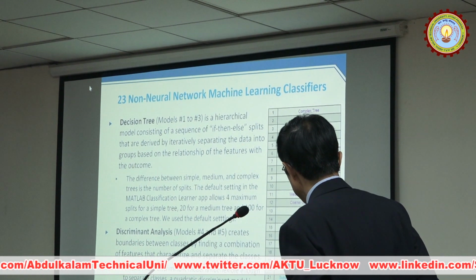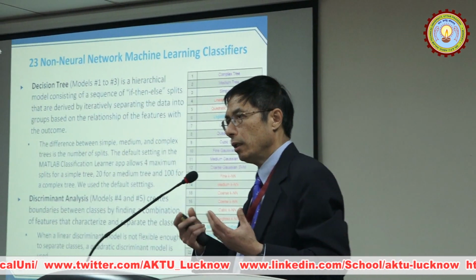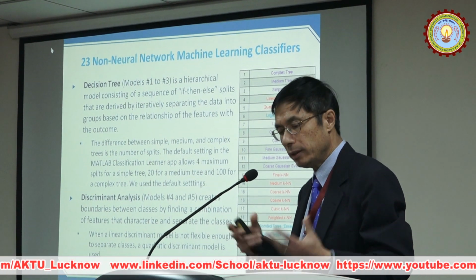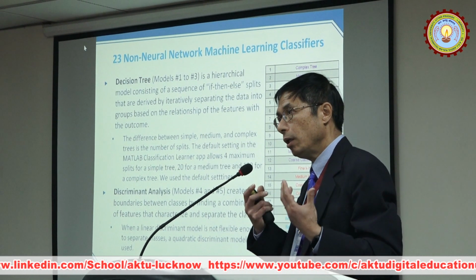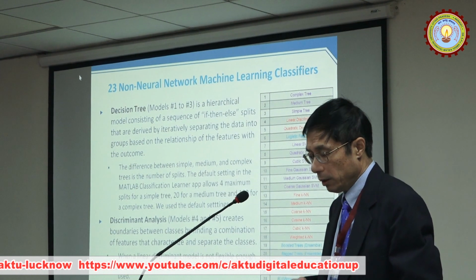And then we have ensemble models, 5 of them. Basically, they are the same kind of classifier. You group them together so that the end result is better than any one of these models can provide.